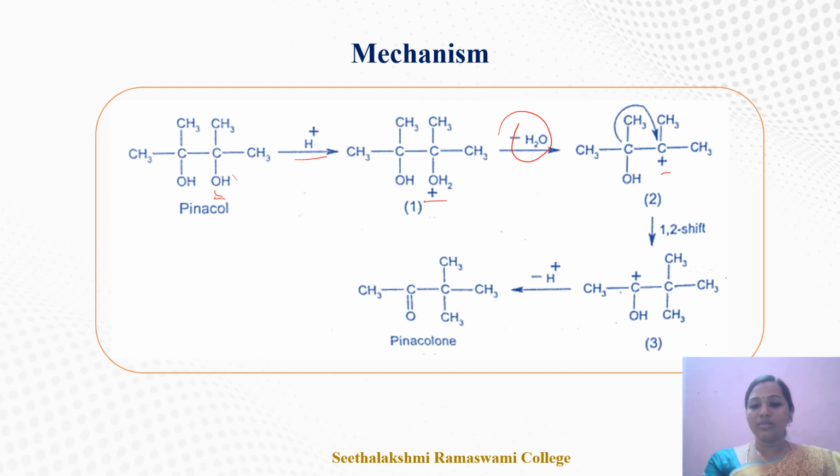In order to stabilize this carbocation, this methyl group is shifted or migrated to this carbocation. This is called a 1,2 shift. Now the positive charge is on this carbon atom. The shift of this charge from the oxygen to the carbon leads to the formation of the pinacolone.